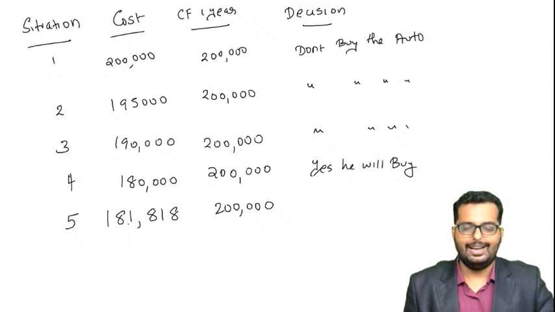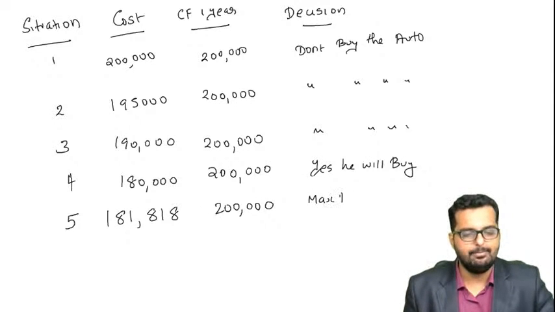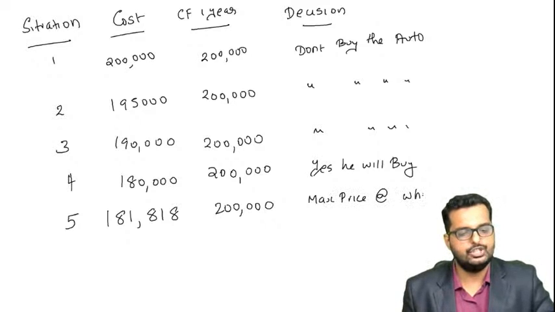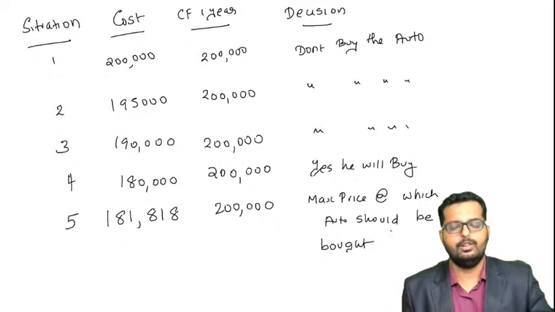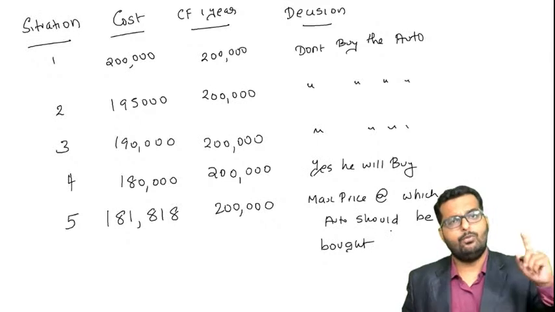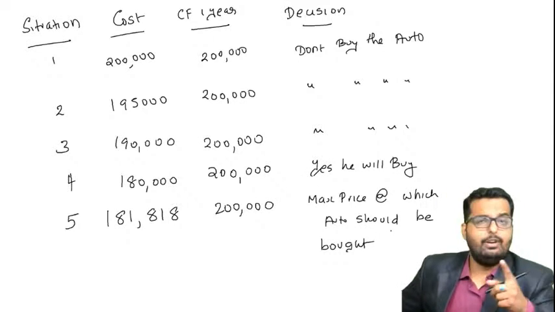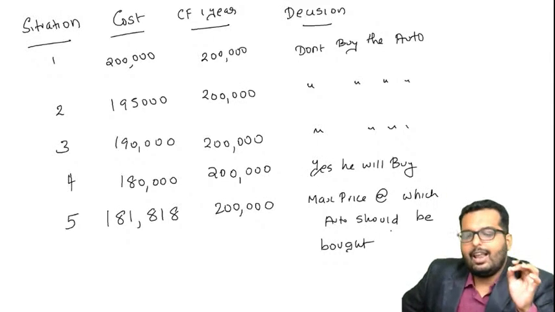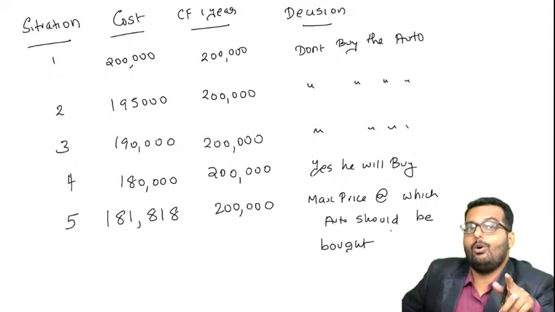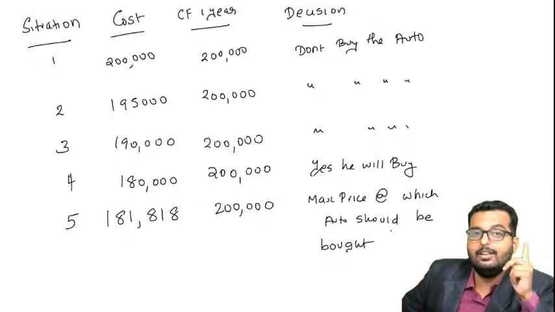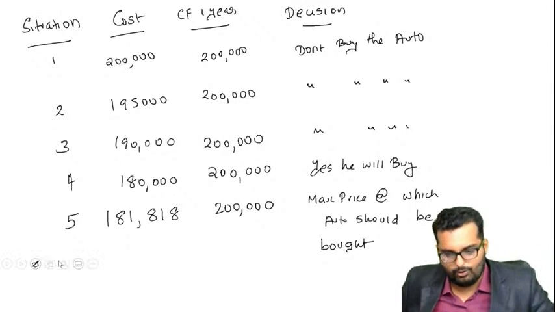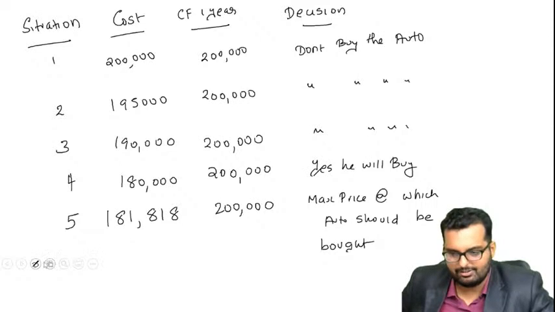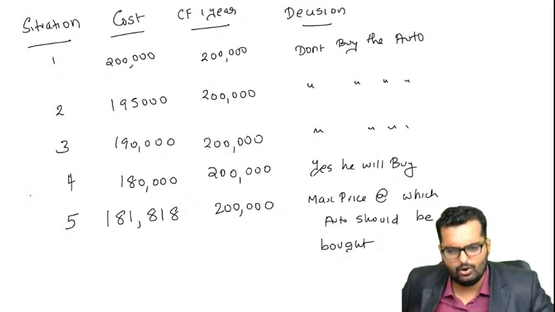Friends, I would tell you at this point is the maximum price at which auto should be bought. Price should never be more than 1,81,818. Even 1 rupee more than 1,81,818, Vetri will not buy the auto. At 1,81,818, he will be inclined to buy because he is getting 10% return that he has exactly expected and his NPV becomes 0.